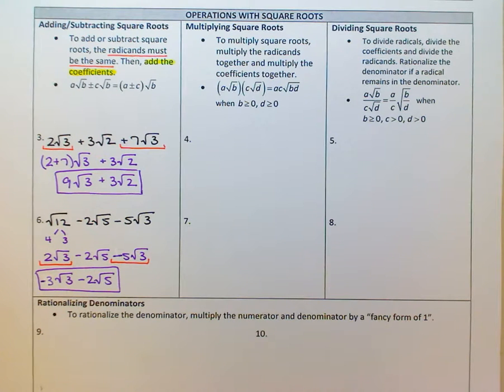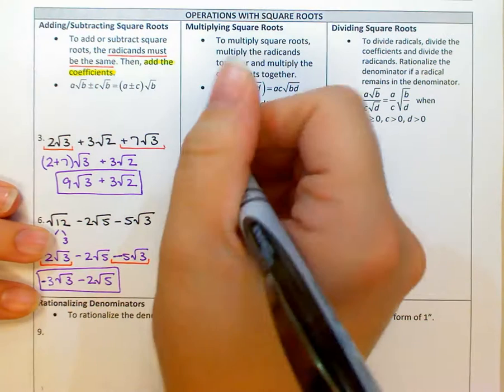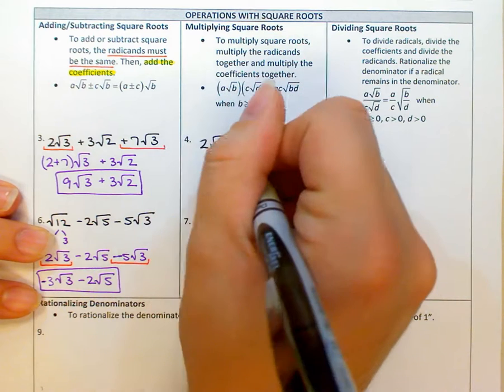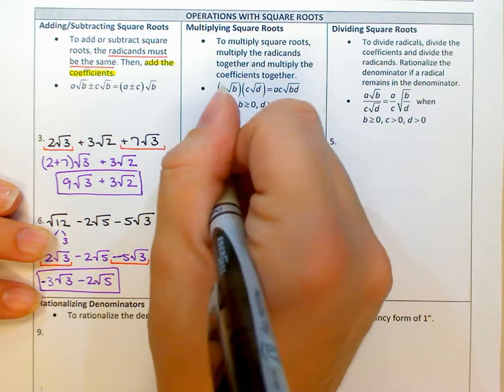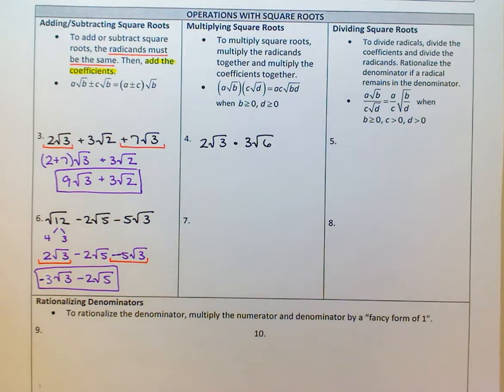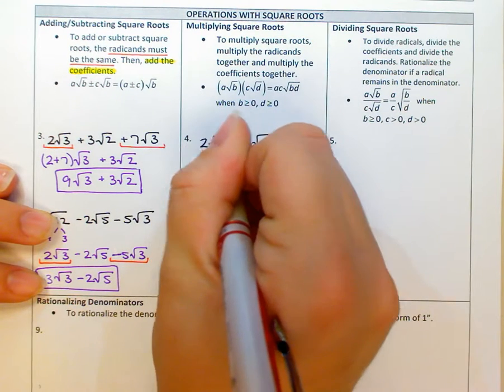All right, so now multiplying square roots. Multiplying is a little more flexible. Multiplying, you do outside with outside, inside with inside. So for example, if we had 2 square root of 3 times 3 square root of 6. Now, these do not have to be the same. Multiplying, just like multiplying variables, you don't have to have the same variables to multiply. Adding is the strict one. Adding and subtracting are very strict. Multiplying, much more flexible. So when we multiply these things, we're going to multiply the two outside numbers.